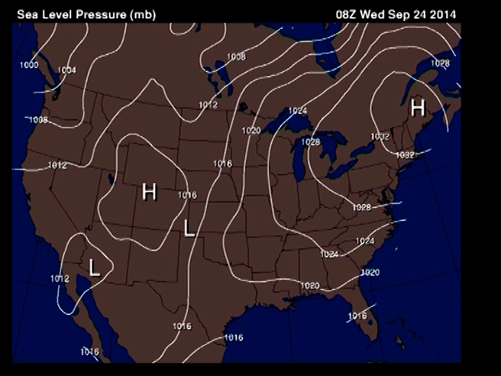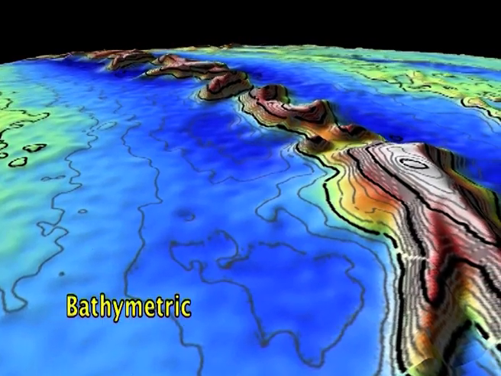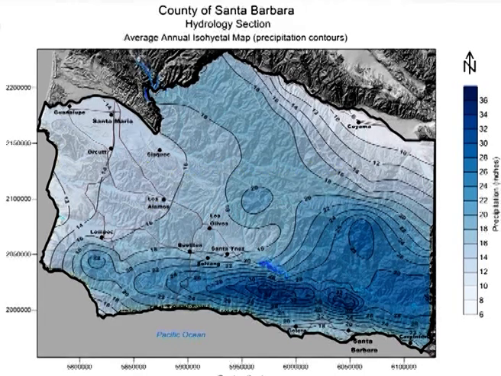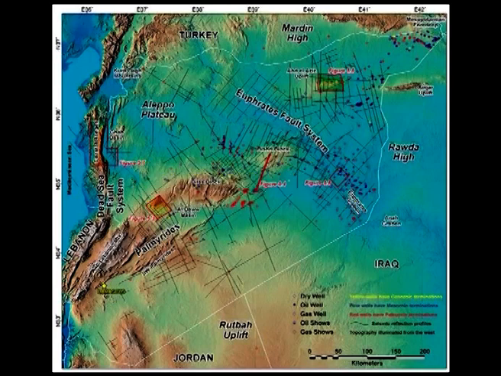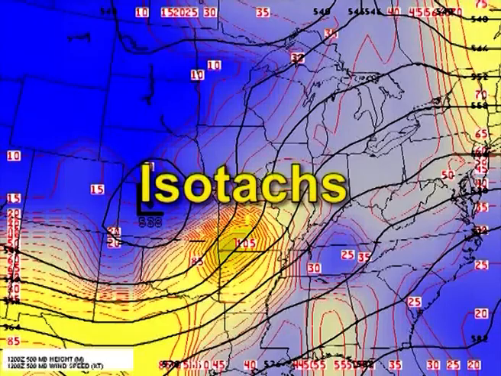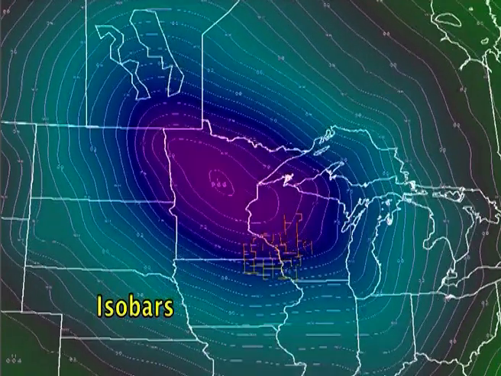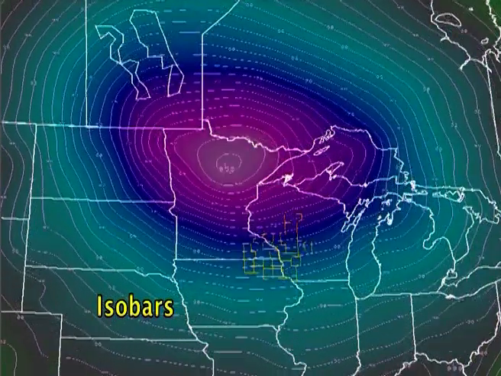These lines are also known as isopleths. There are a variety of specialized isopleth maps. Examples include bathymetric, that is, showing sea floor elevation, isohyets, showing rainfall, isopachs, which show rock or sediment thickness, isotachs, showing wind speed, and isobars that show air pressure.